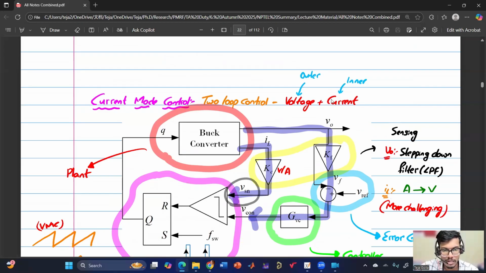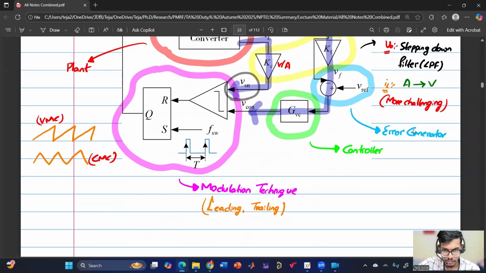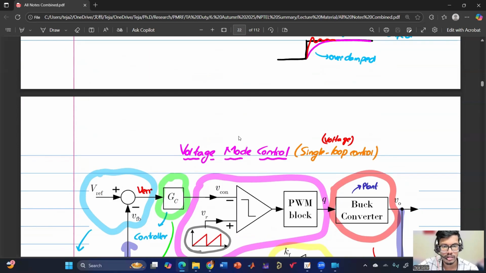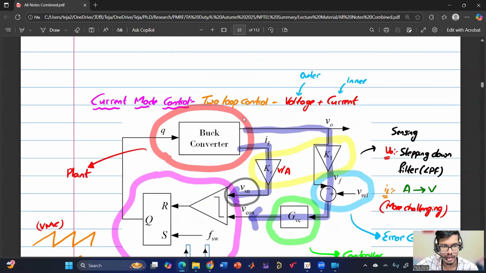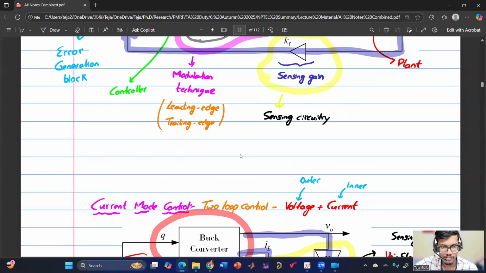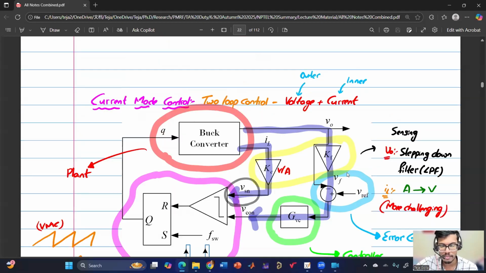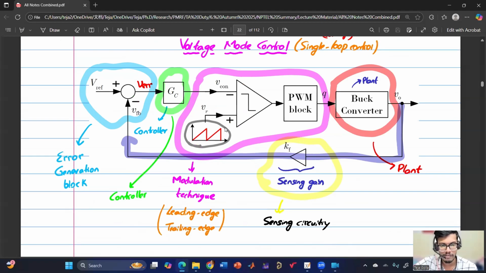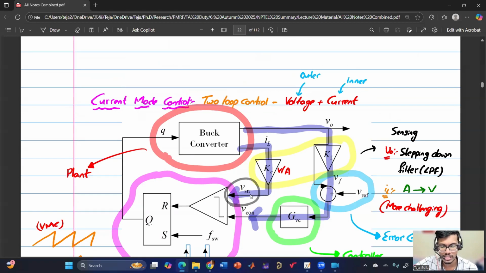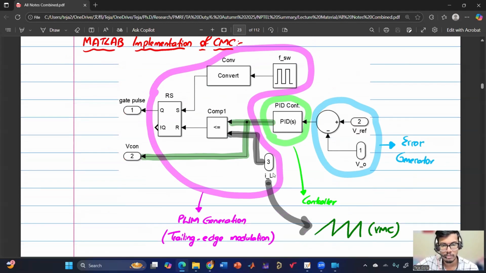Here we have seen there can be peak current mode control, there can be valley current mode control, which are also called trailing edge as well as leading edge modulation. And then here we have seen how this differs from this, and we have used the same color so that we can identify which blocks are the same and which blocks are different. So the majority of the things are the same, except that here it is compared with the sawtooth, whereas here it is compared with the sensed inductor current. Then we have seen the MATLAB implementation of current mode control, how it is being implemented.